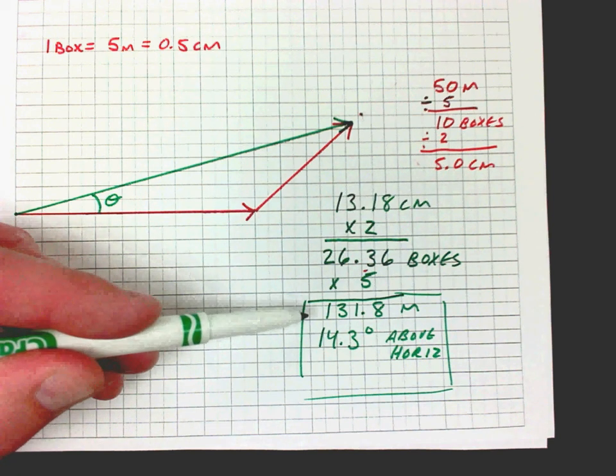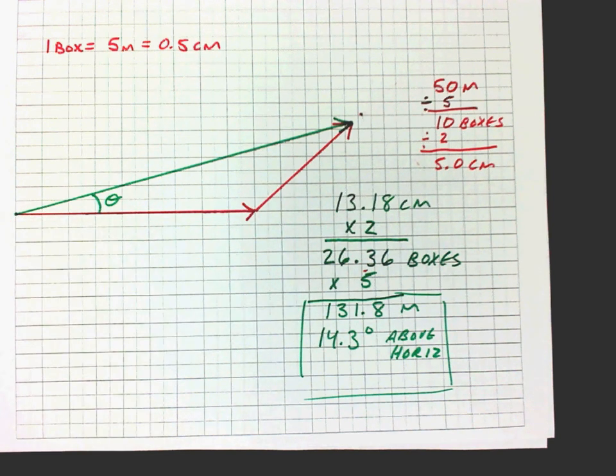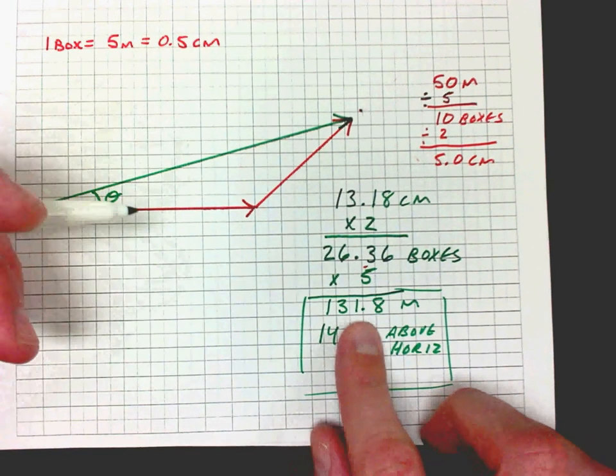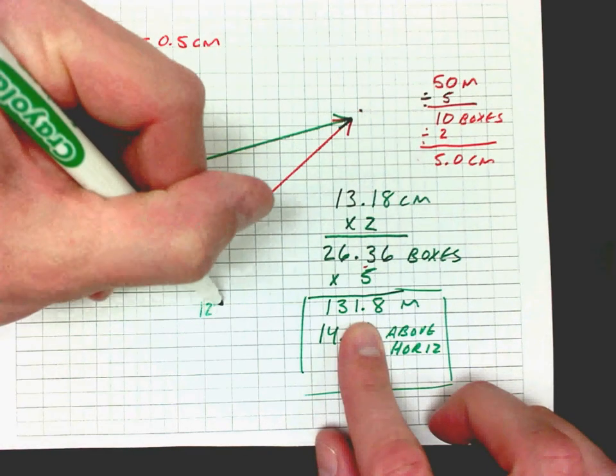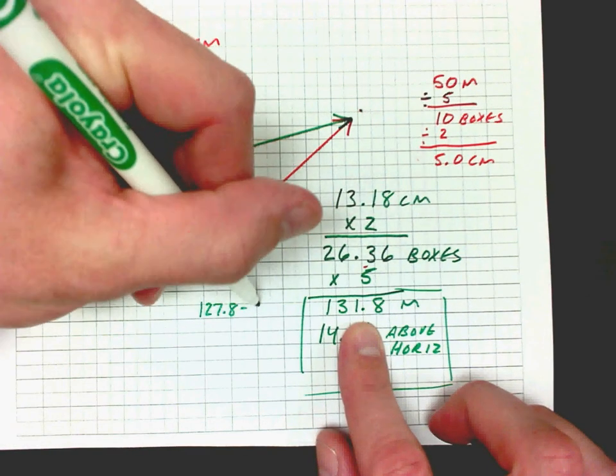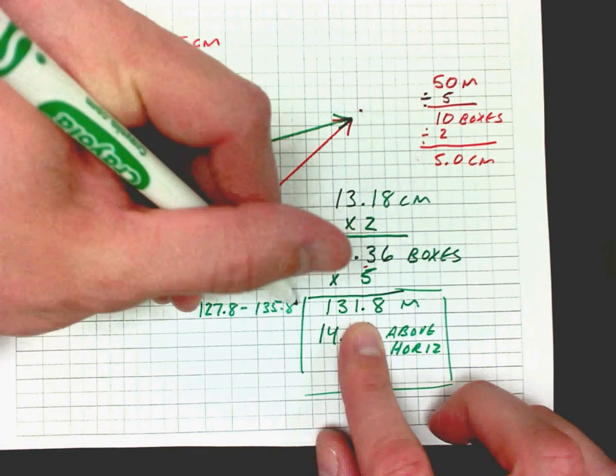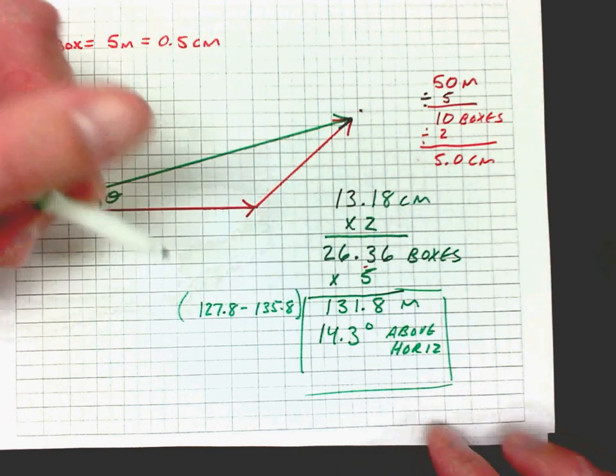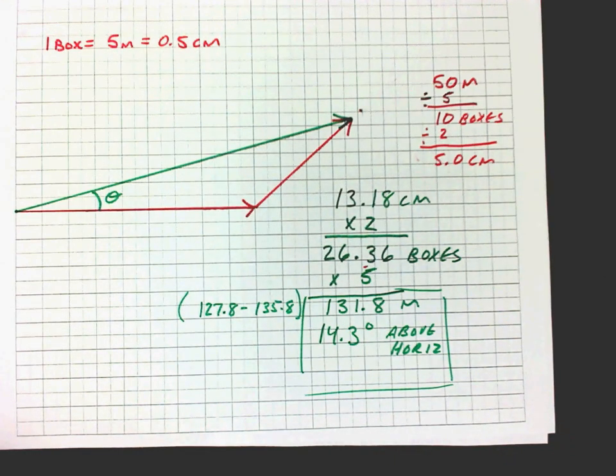And so let me just see what 3% of this is. You're looking at about 4 meters. So the range for this is going to be somewhere between 127.8 all the way up to 135.8. And so I would look at those answers as all being 100% correct. From there, if you're off, is it small or is it a big goof? That's going to kind of dictate how many points you would miss.